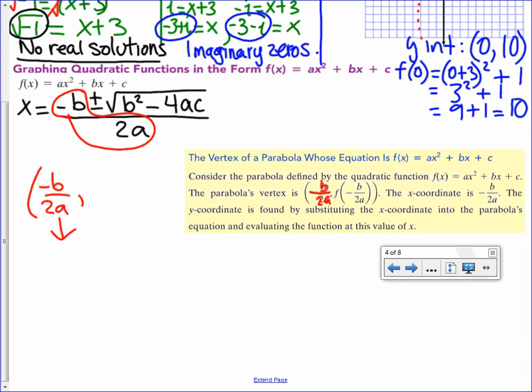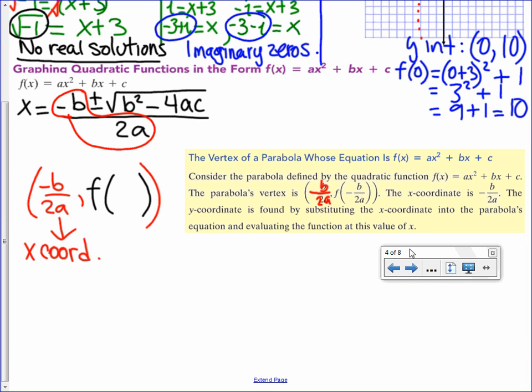That gives you the x-coordinate of the vertex. Now, since we're talking about a function, we know the definition of a function is that for every x, there is one what? One what? There's a y, right? So for every input, there's an output.